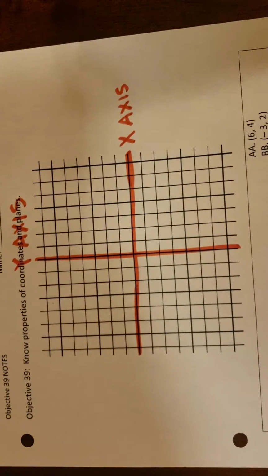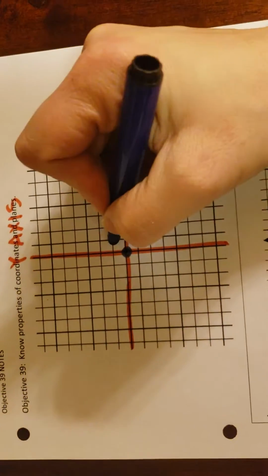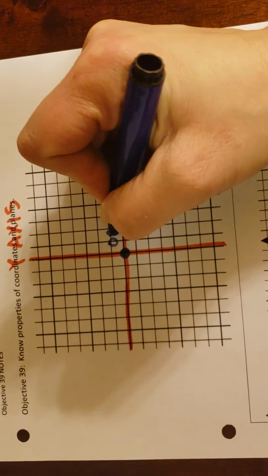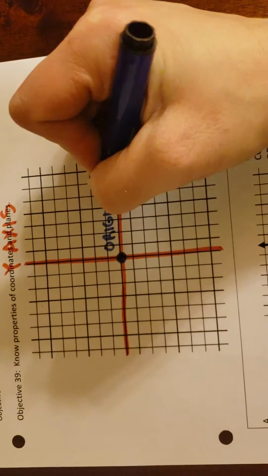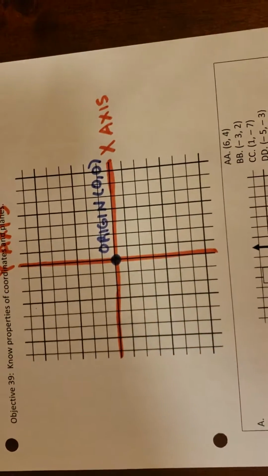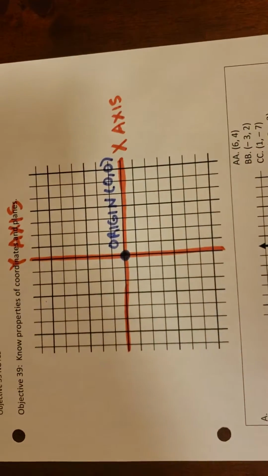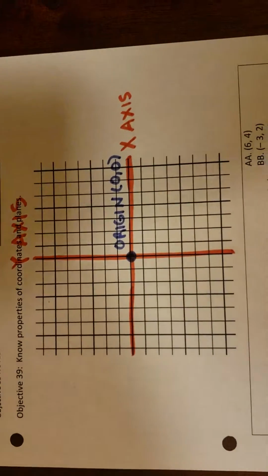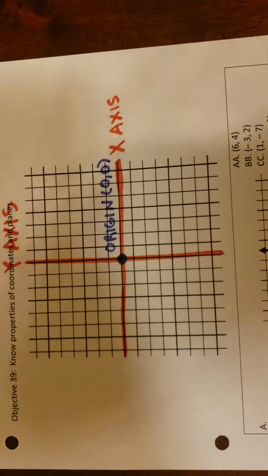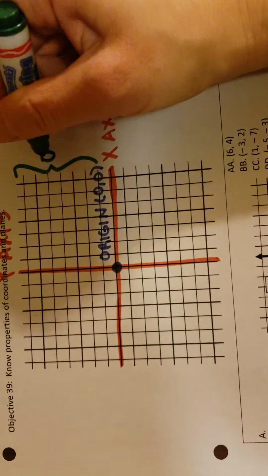Now, smack in the middle of those two is this point, and it is called the origin, and its coordinate is 0, 0. We'll talk about coordinates in a couple minutes here. Now, the x and y axes divide up our coordinate plane into 4 smaller squares, which are called quadrants.